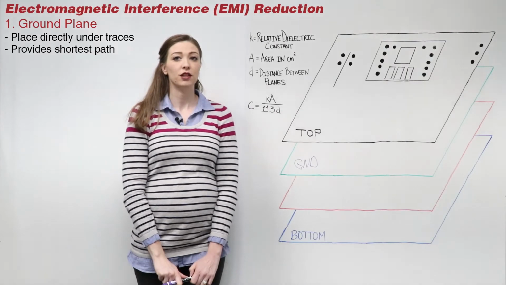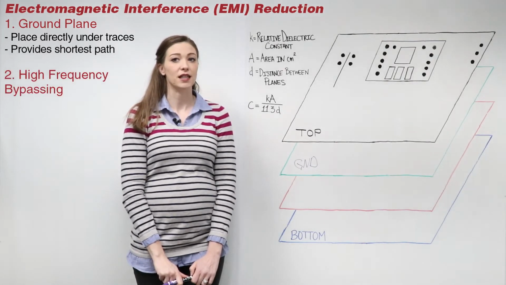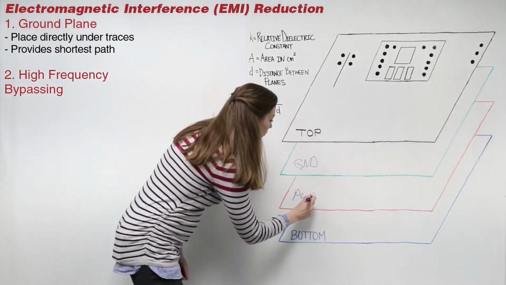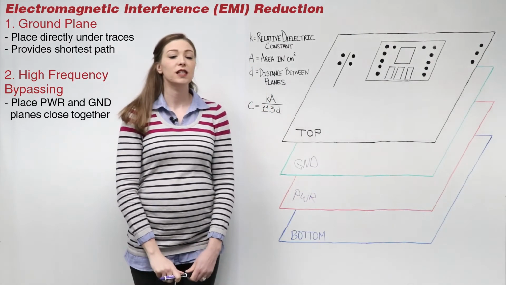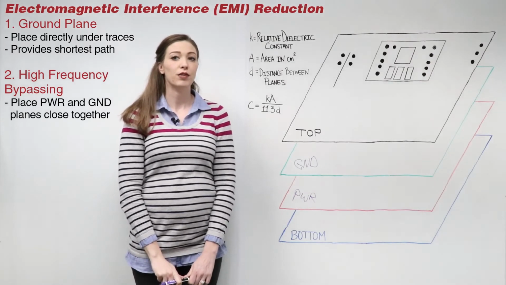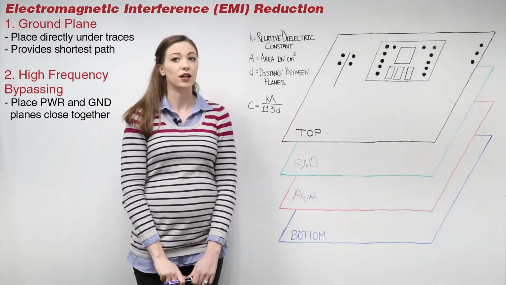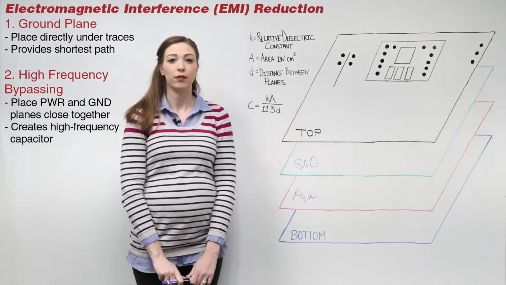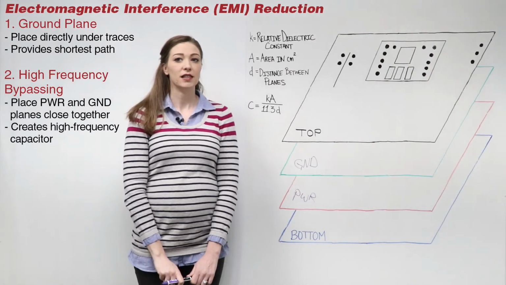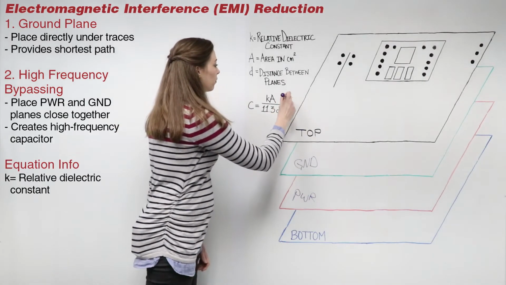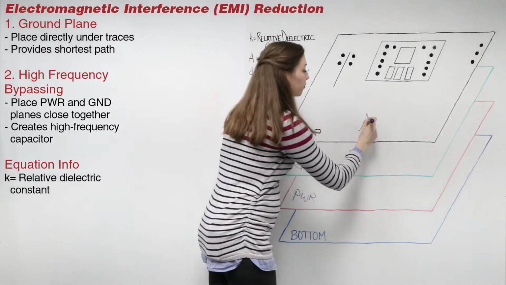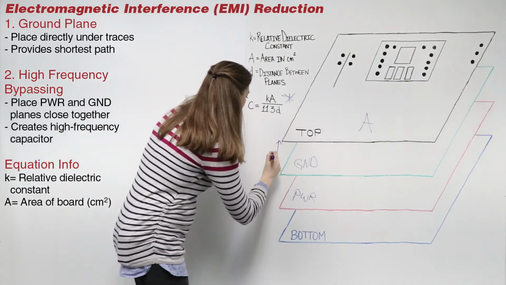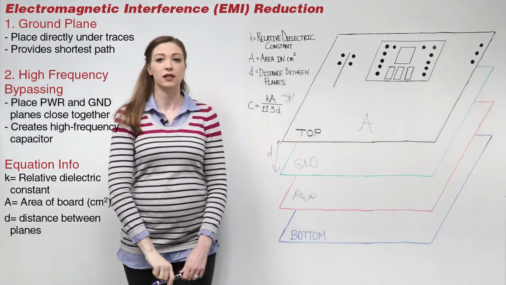Another way to reduce interference is with high-frequency bypassing. This is completed by placing power and ground planes closely together in the stack-up, only separated by a thin layer of dielectric material. This turns the planes into an excellent high-frequency capacitor. Calculate the corresponding capacitance using this equation, where A is the area of the board and D is the distance between the planes.